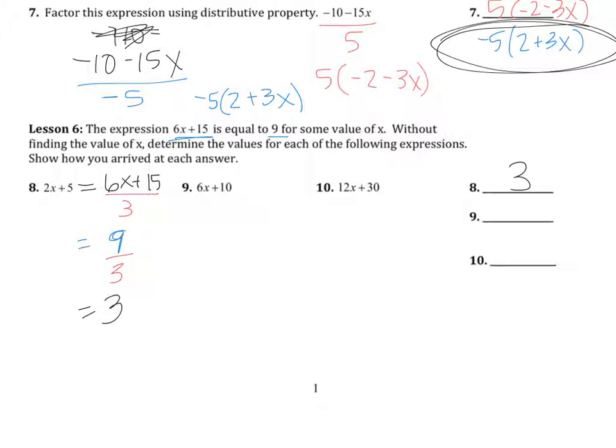Okay, next one. How do I get this equal to 6x plus 15? Well, I take 6x plus 15 and I subtract 5 from it. Because I don't want to take anything off the 6x, I just need to take it off of the other number. So, we know that 6x plus 15 is 9, and now we are just subtracting 5 from it. So, it equals 4.